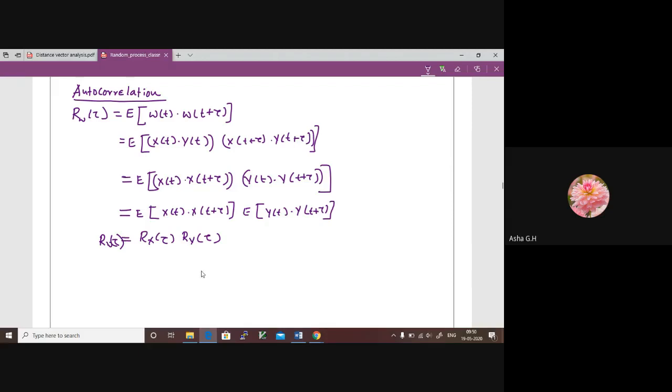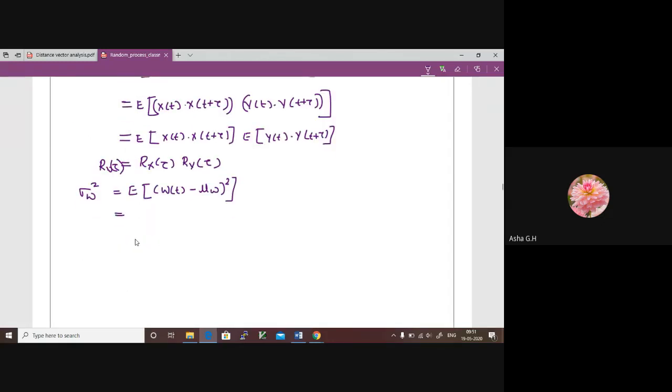There will be some problems on this. Maybe they will be given a random process. You are asked to find out the autocorrelation function or mean of multiplication of two random processes or addition of two random processes. And can you just try to find out the variance of this random process W? Now, if I want to find the variance of this random process W, by definition, expectation of W of t minus its mean whole square is the variance. Okay. And now, can you tell me what is the answer for this? Please solve it and tell me.